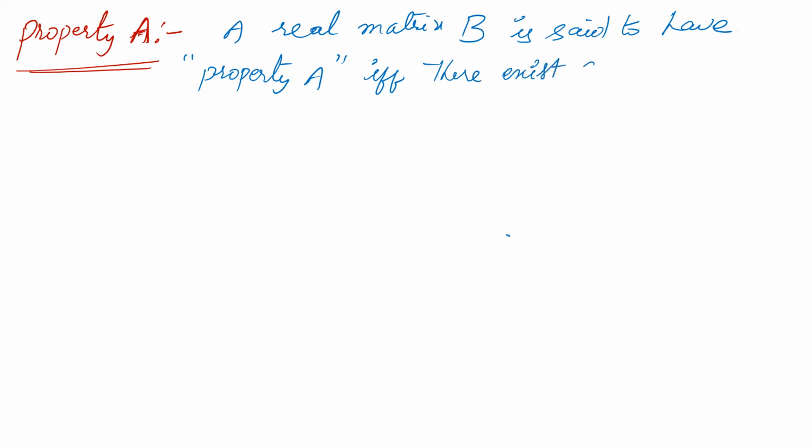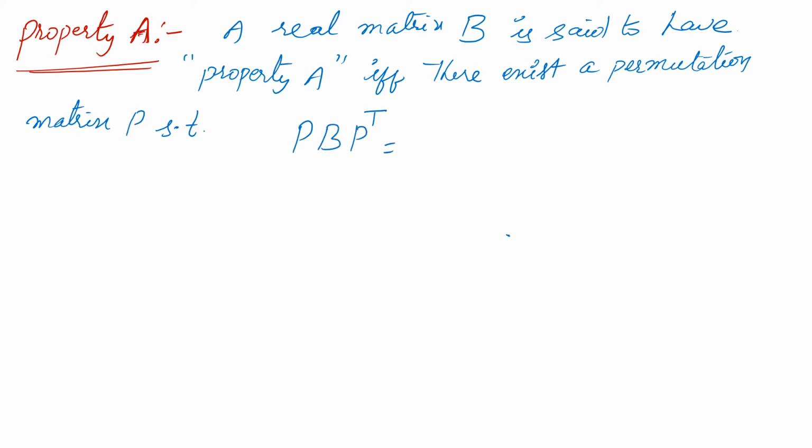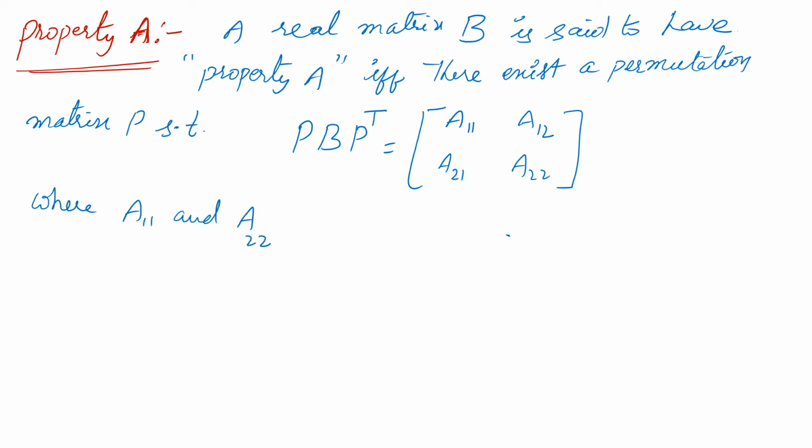there exists a permutation matrix P such that P B P transpose must be of the form A11, A12, A21 and A22, where A11 and A22 are diagonal matrices. What is meant by diagonal matrices? In A11, A22, only diagonal elements must be present. All other elements are zeros.